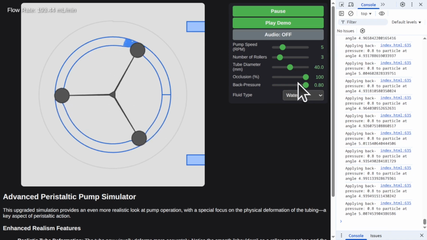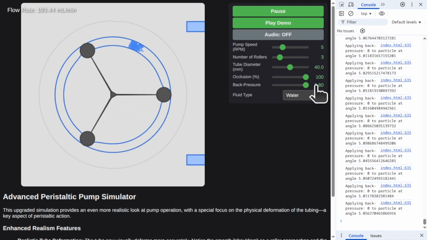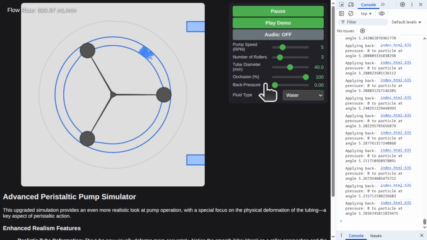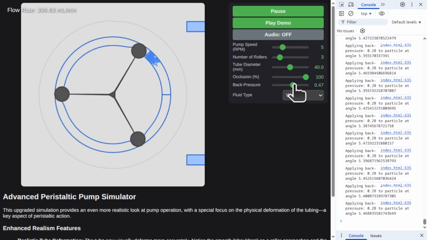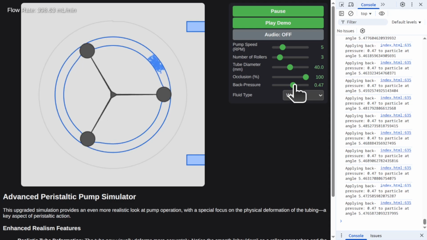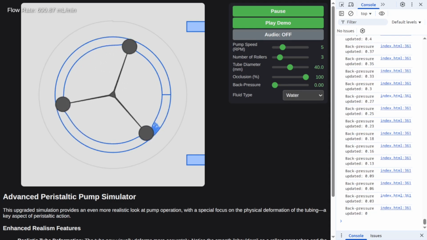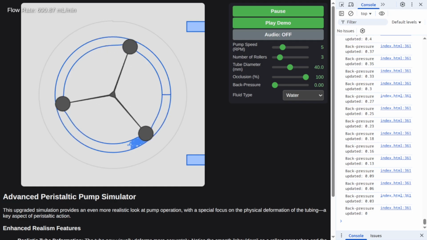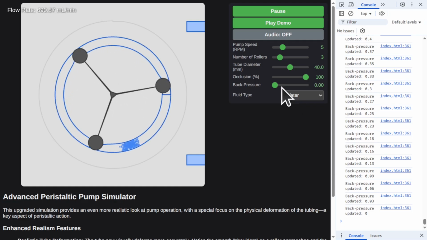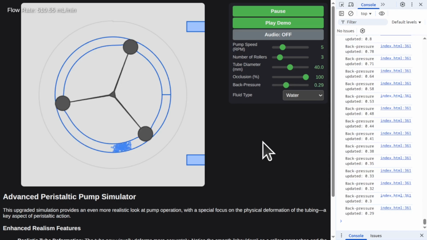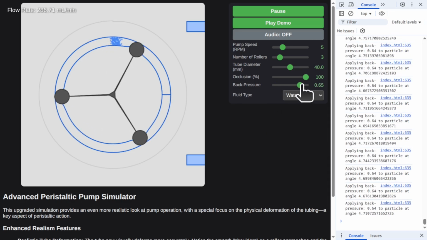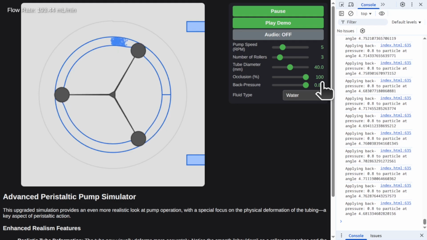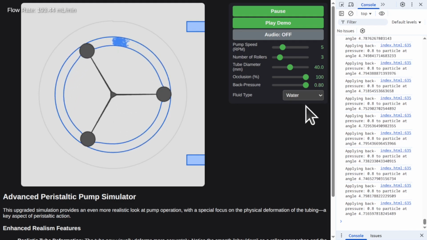Okay, so back pressure value is changing in real time, which is fine, but then it doesn't seem to affect the particle at angle. The issue might lie in how the back pressure is applied in the update particles function. Specifically, the pressure zone definition. The back pressure is applied only within a specific angular range, pressure zone start to pressure zone end. If particles are outside this range, they won't experience the back pressure effect.